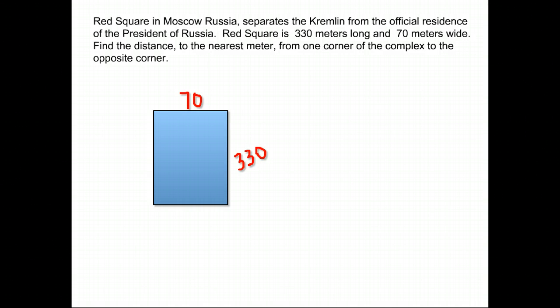So I'm going to label this. Does that look good so far? So we have this open courtyard in the middle of all these government buildings, and it's 70 meters wide and 330 meters long. Find the distance to the nearest meter from one corner of the complex to the opposite corner. So we want to go from one corner to the opposite corner. We want that distance. What are we going to use in order to find out how far that is?